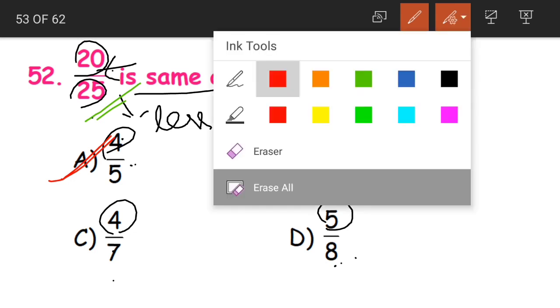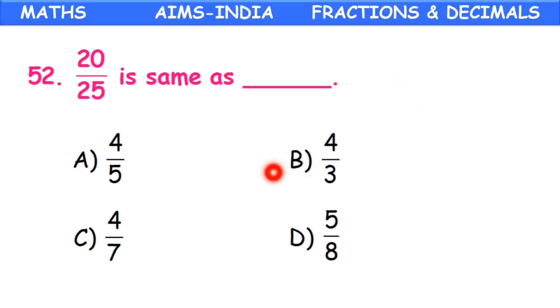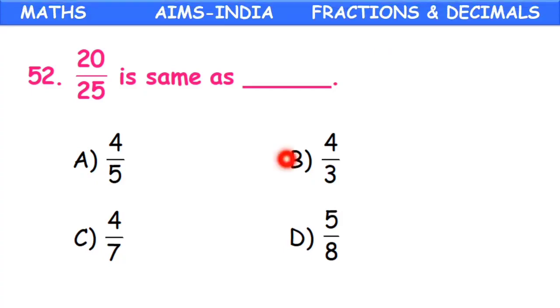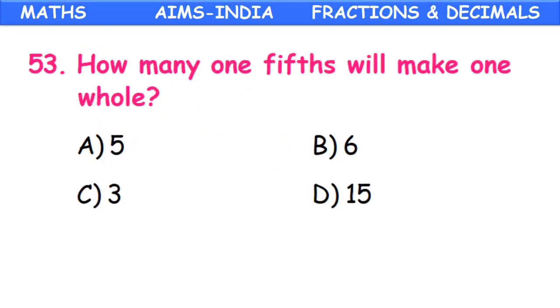Clear, children? Equivalent fractions can be found by either multiplying or dividing the numerator and denominator by the same number.